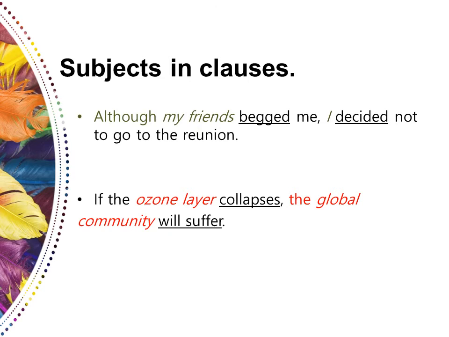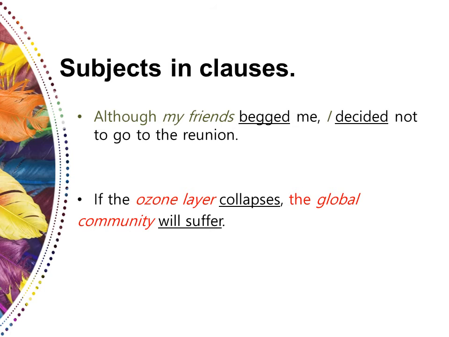Subjects in clauses. The first example is, although my friends begged me, I decided not to go to the reunion. In this example, there are two parts in this sentence, two clauses, the subordinate clause and the main clause. The subject in the subordinate clause is my friends, and the verb is begged. According to the subject in the main clause, I, decided is given as the verb.